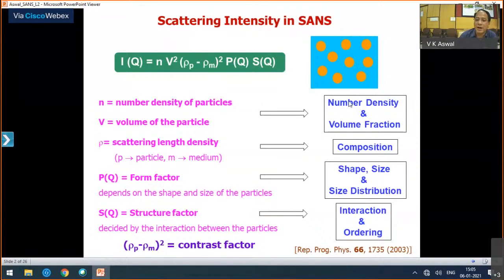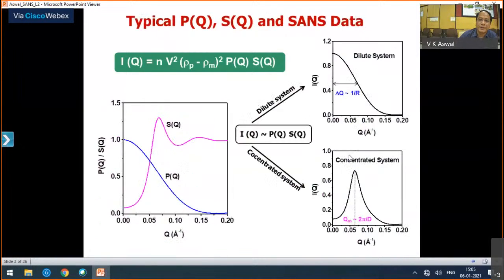So if you are interested to get these kind of information for your system at nano length scale, you can use small angle neutron scattering. And what this slide shows is the typical functionality of form factor and structure factor. So the form factor is monotonically decreasing as a function of Q, and this width decides the size of the particle. So it's reciprocal to the size of the particle, this width. So the larger particle will have a narrower form factor.